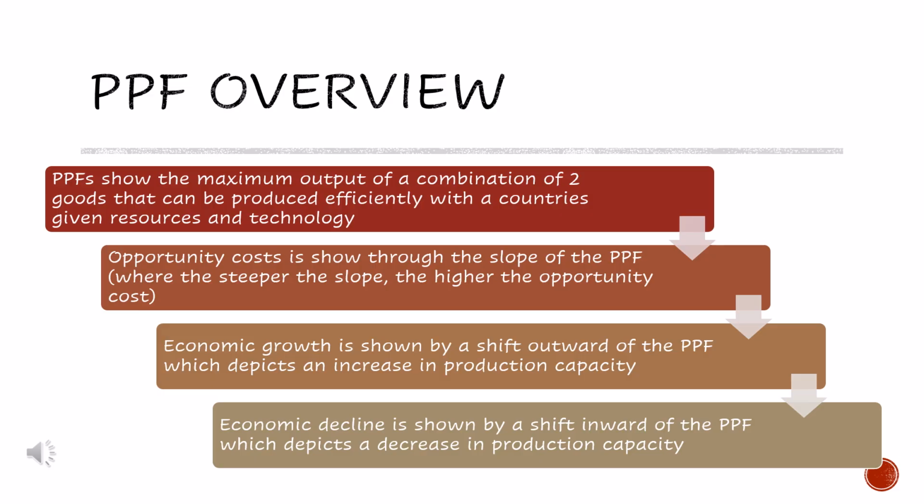So what is a PPF? A PPF shows the maximum output of a combination of two goods produced efficiently with given resources and technology in a country. The opportunity cost is shown through the slope of the PPF, and the steeper the slope is, the higher the cost. Shifts out of the PPF show economic growth, and so an increase in production capacity, and the opposite for decline, where it is shown through a shift inwards and a decrease in production capacity.